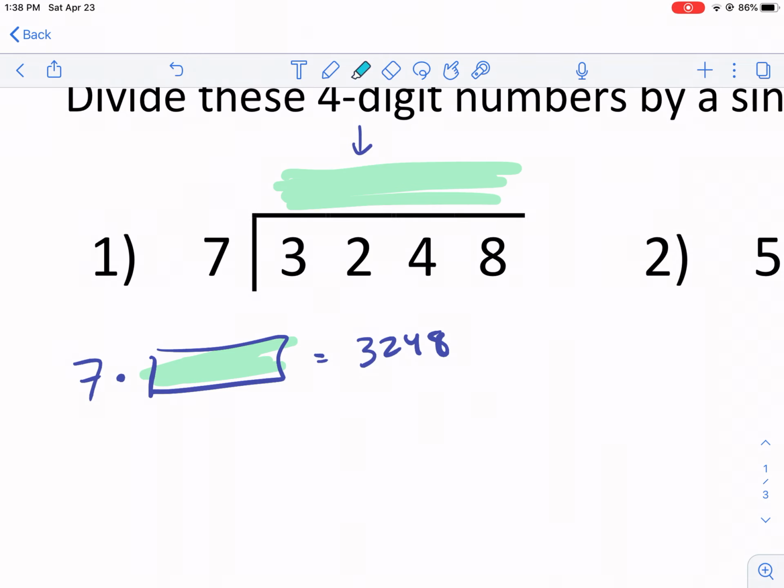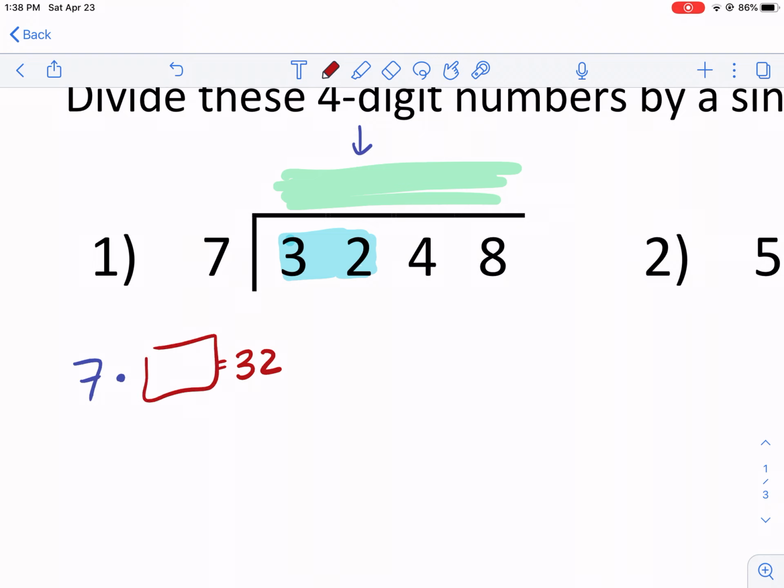And it's not 2. I'm not asking if 7 goes into 2. I'm asking if 7 goes into 32. Obviously I could just try different numbers and see if it goes into 3,248. But I'm going to break it up into as small chunks as possible, and that will help me arrive at the answer with a little less work, okay? So I'm trying to see, does 7 go into 32? Another way to say it, I broke this up into a chunk. I'm trying to find out if 7 times something, that green thing, equals 32.